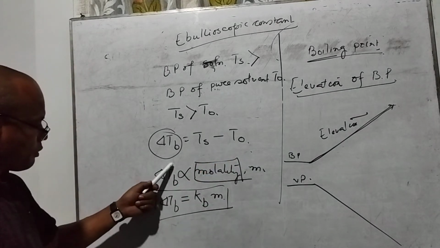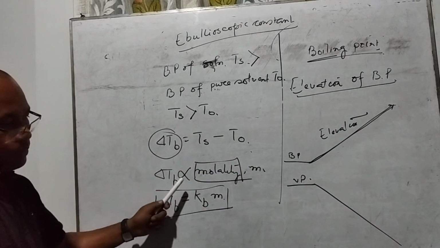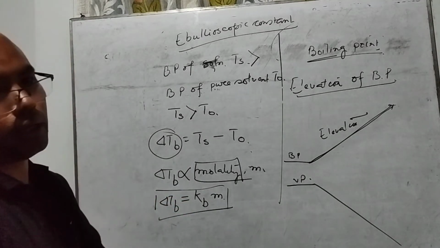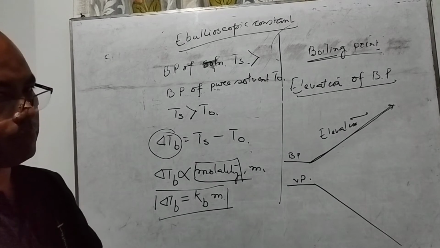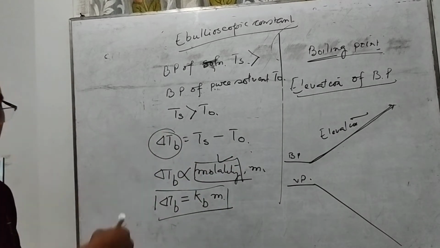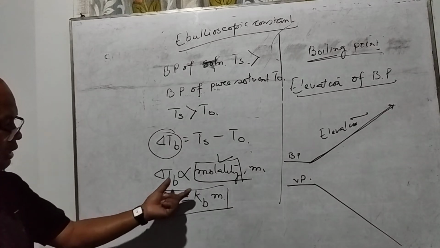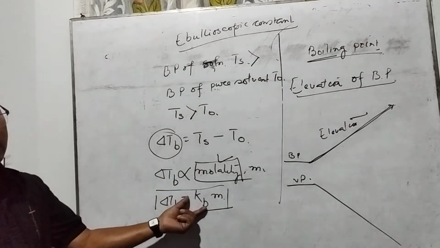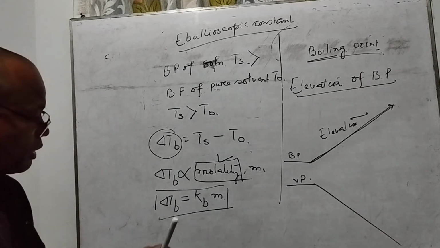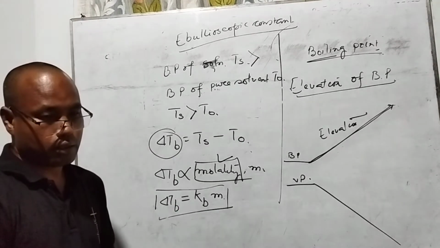And this elevation of the boiling point is directly proportional to one very important concentration term, molarity. Not normality, keep it in mind, right? Now when we write our mathematical expression, I write this constant. What is Kb? Molar elevation constant. This is the molar elevation constant, right?